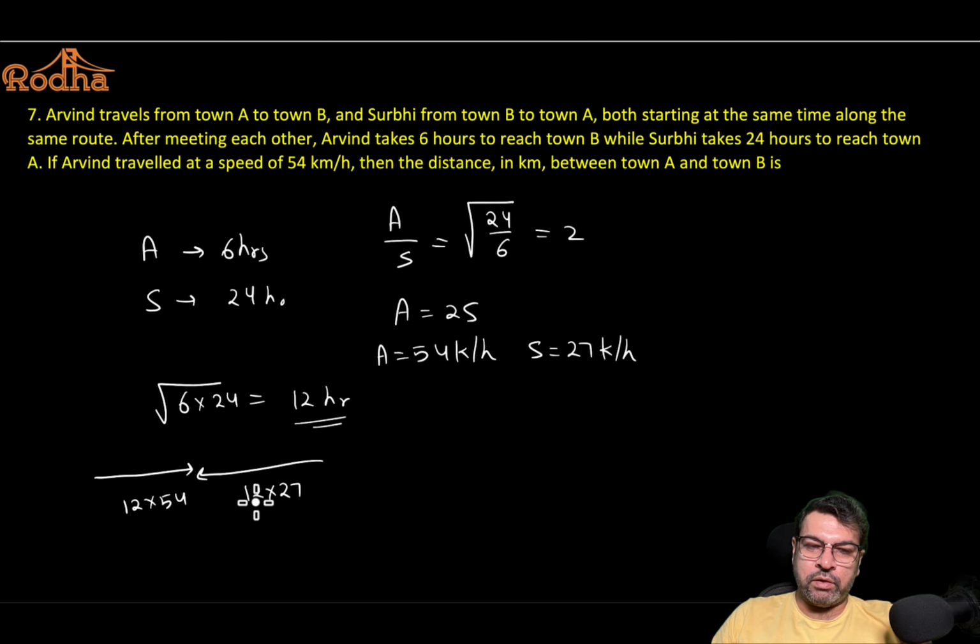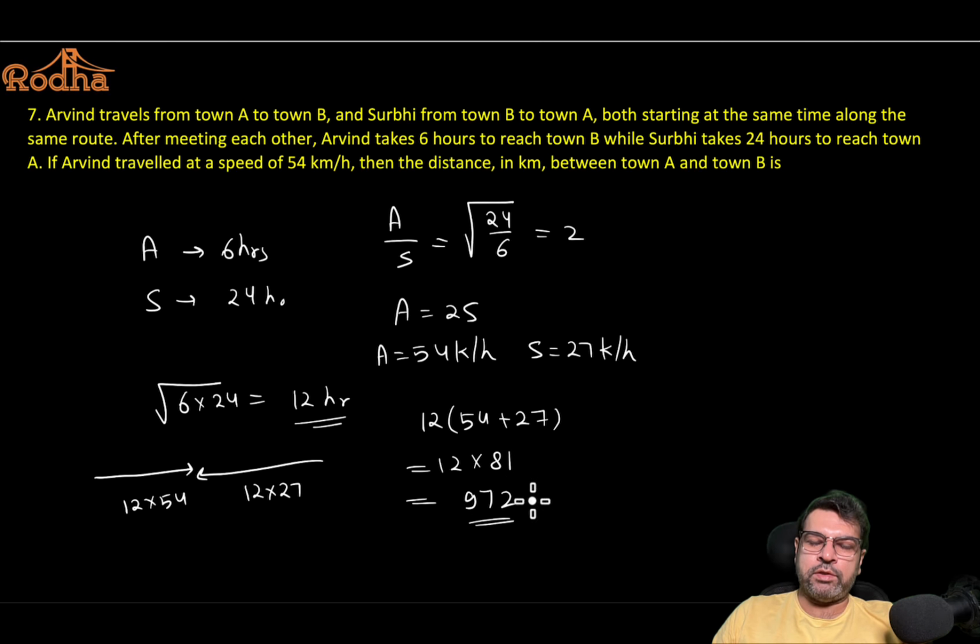So once you are clear with this logic, you didn't have to do anything else. You just need to do 12 times 54 plus 27. That is 12 times 81. That is 12 times 1 is 12, which gives 972. That's your answer. So both concepts were used here, and both are standard concepts that have already been taught in class. You know the formula, those who have attended the classes, right?